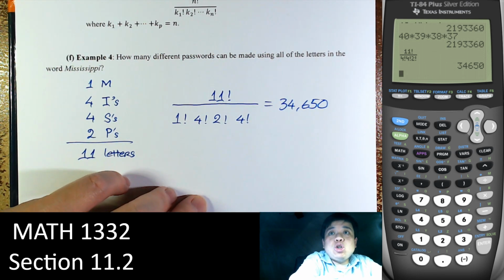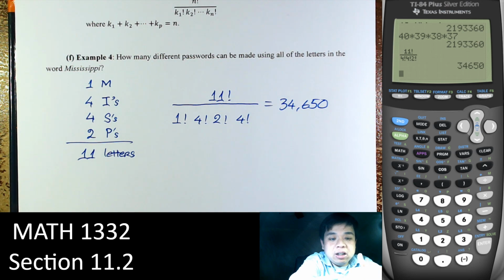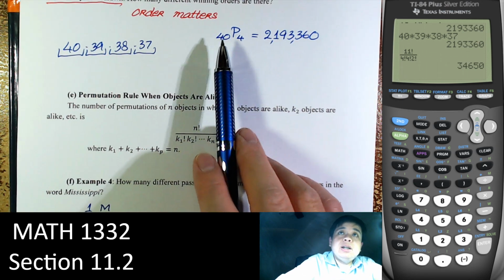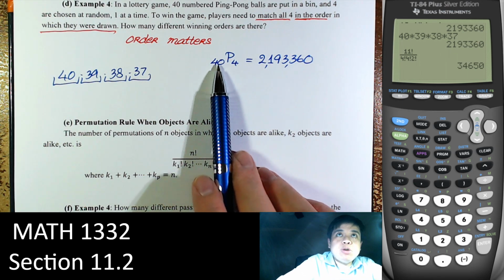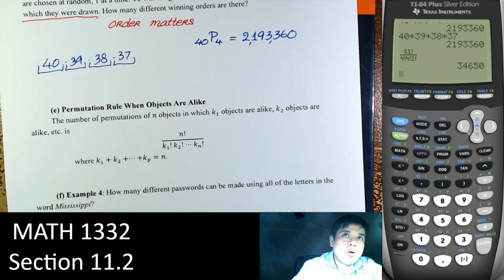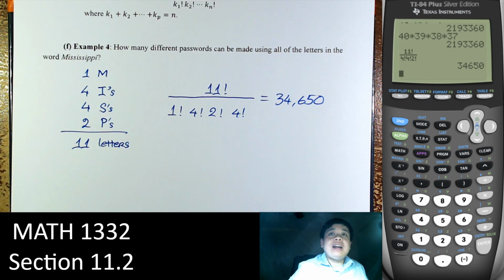Anyway, so for permutation, order does matter, and we can choose how many objects to put in how many places. Order does matter, so keep that in mind. And with that, we finish section 11.2. As always, thank you for watching, and see you in another video in Math 1332.